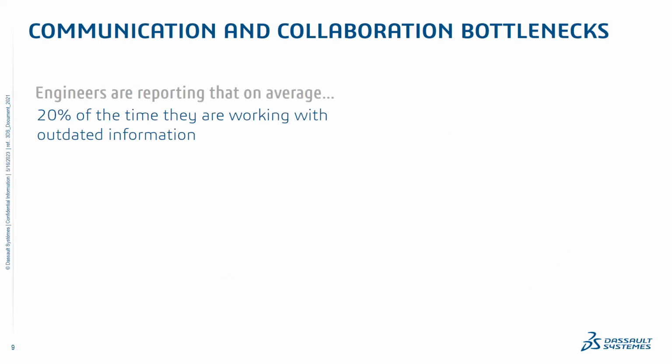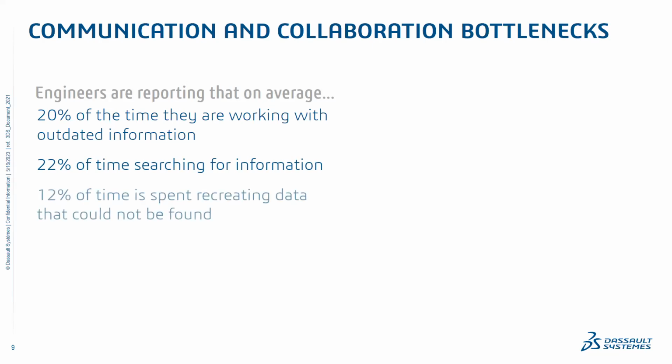And some statistics that we've also gathered from various engineering analyst studies, including Tech Clarity, Aberdeen, and Gartner Group, as I mentioned earlier. Some of the statistics are pretty eye-watering. 20% of the time, engineers are working with out-of-date information. 22% is spent searching for information. I've had customers tell me that's as high as 40%.